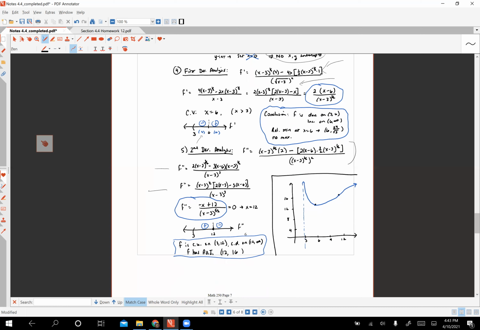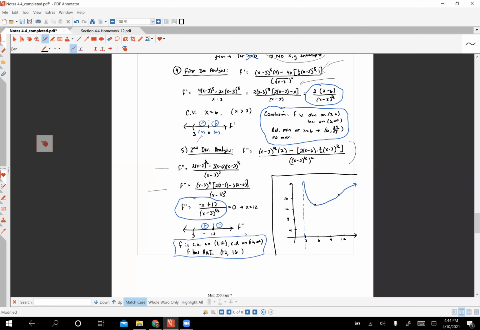Now 12 divides the domain up into two open intervals, from 3 to 12, and then from 12 to infinity. Once again, we can just take one point in the interval here. It doesn't actually have the numbers here, but let's say you take 9, from 3 to 12. So negative 9 plus 12 is positive. And 9 minus 3 to the 5 halves is positive.